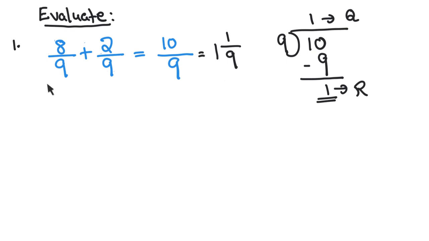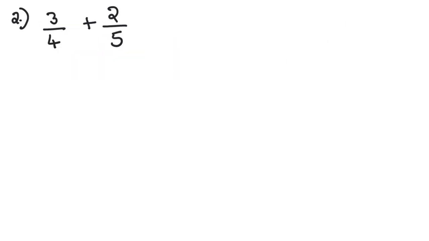And how do you add the two fractions? You must make sure that the denominators are same. What if the denominators are not same? We will see how to do that. Let's try to add 3 over 4 plus 2 over 5. Now the question that you must ask yourself is, are the denominators same?